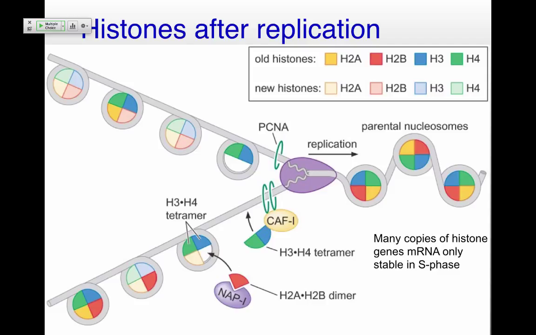Yeah. Any modifications will be modified here in your parental nucleosome. And so those nucleosomes will come off, but they'll go back onto the DNA which is right next to it, because, of course, that's where your replication fork is. And so those will have those modifications.